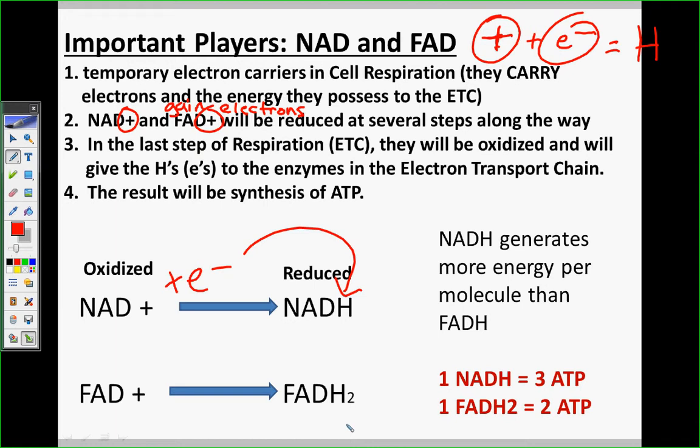In the last step of respiration, the ETC, they will be oxidized and will give the hydrogens to the enzymes in the electron transport chain. This will result in the synthesis of ATP. NADH generates more energy per molecule than FADH. So one NADH pretty much is going to equal 3 ATPs, and one FADH2 is going to be 2 ATPs. We'll talk about how to get those in a minute.